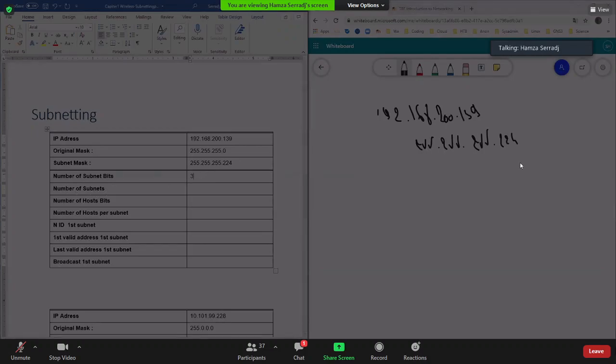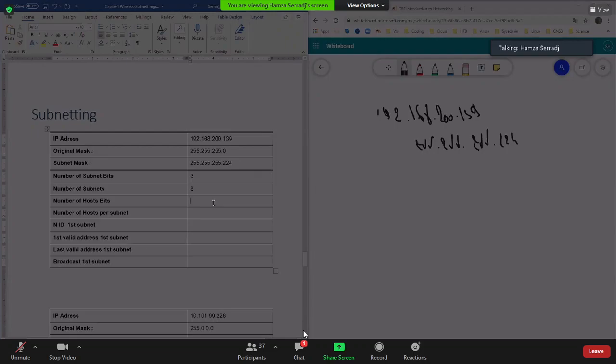Number of subnets. How many subnets can I have? What is the formula first? Give me the formula, guys. What is the formula to calculate the number of subnets? How many subnets can I have with 3 bits? 2 power 3, good. 2 power 3, that's going to give me 8 subnets.